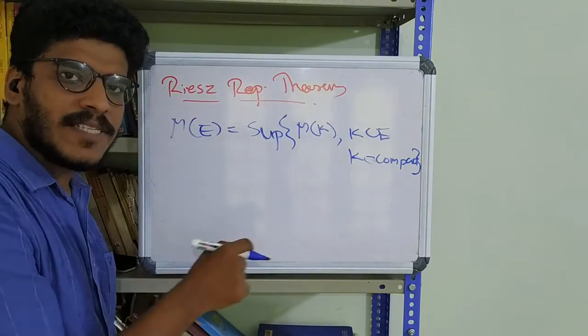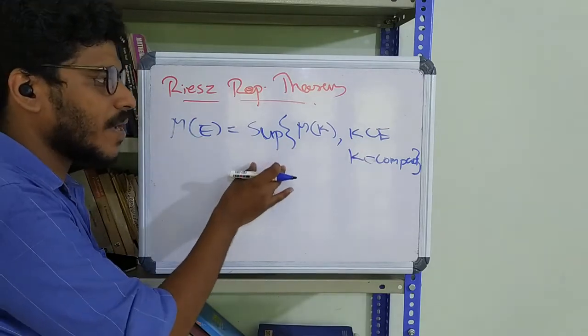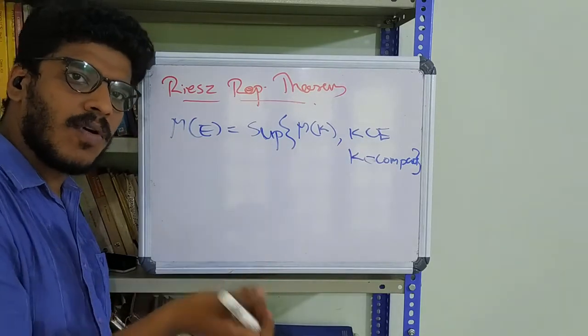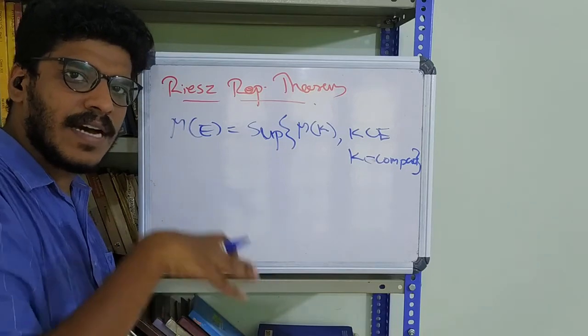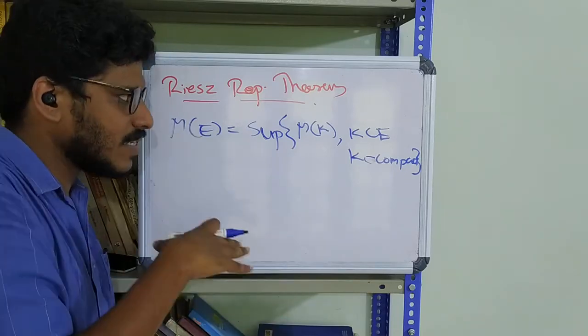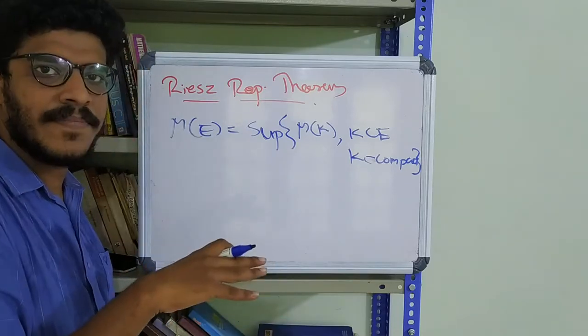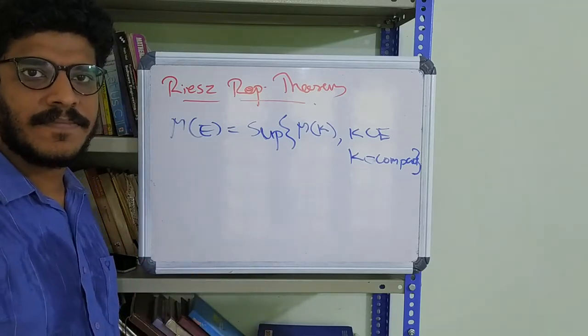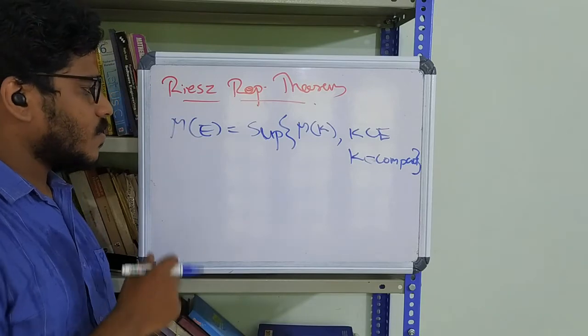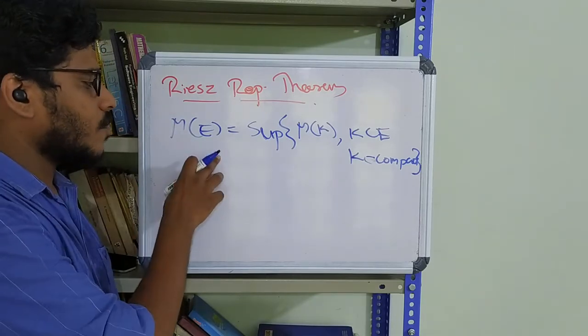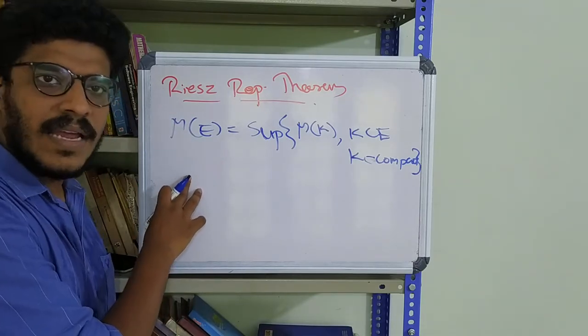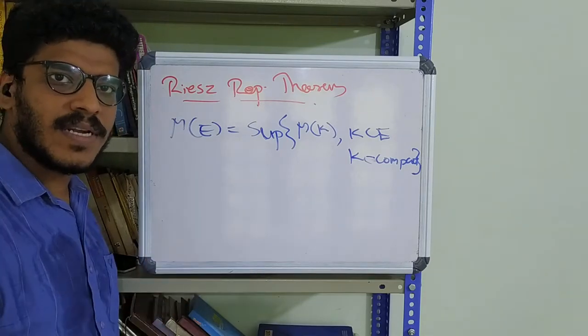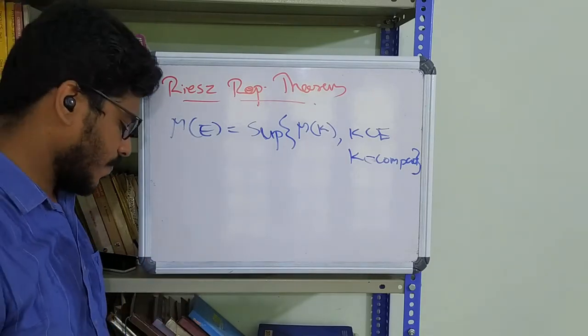This measure can also be identified as the supremum of the measures of all those compact sets which are sitting inside the required set E. Right. So this is sometimes referred to as the inner regularity property. These two are considered to be two major properties of this measure, and we will be using these two properties soon in our further analysis.